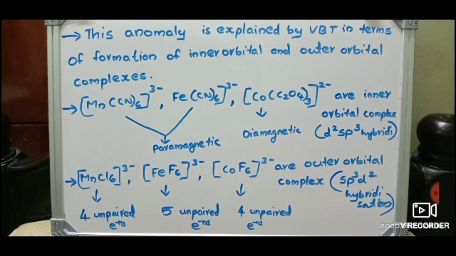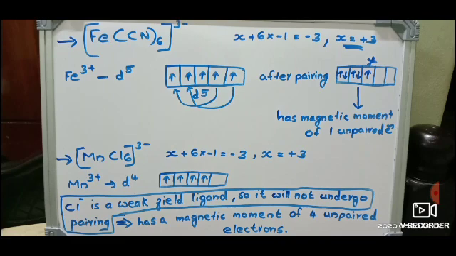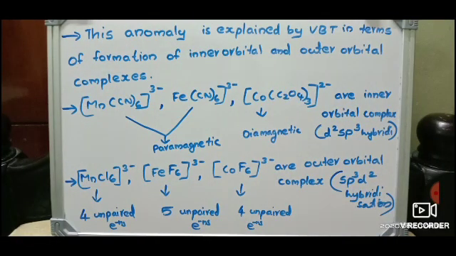Here, one important thing to be noted is, when this question is asked for MnCl6 3-, it is showing a magnetic moment of 4 unpaired electrons. Why? Don't use the answer that Cl- is a weak field ligand, so it will not undergo pairing. You can use this answer, that it is an outer orbital complex, or it has sp3d2 hybridization. This is the conclusion based on VBT.